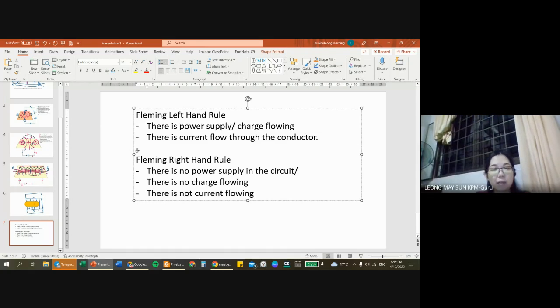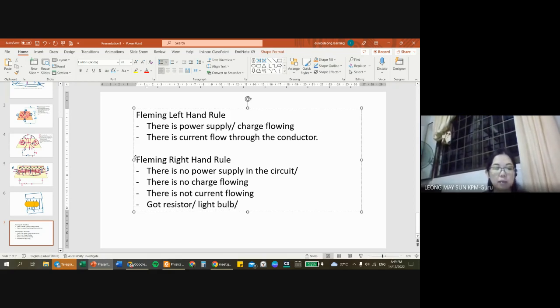So what is in the circuit in terms of Fleming's right hand rule? There will be a resistor, and there is possibly a light bulb over there. There are possibly electrical appliances over there.